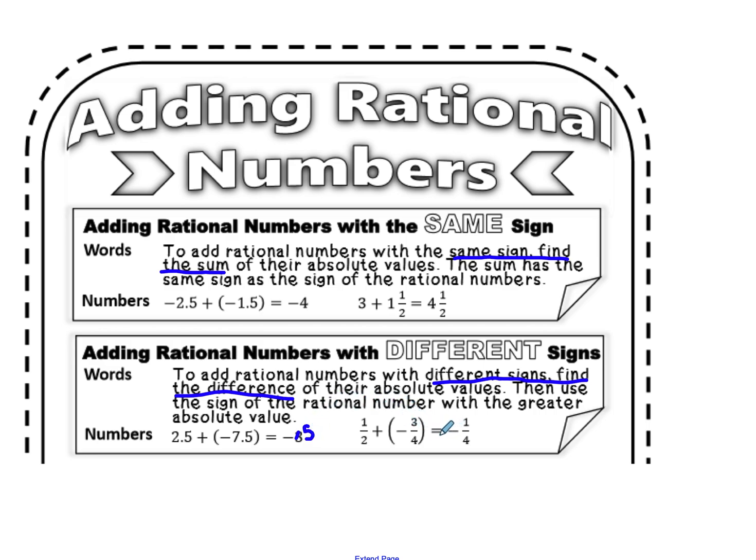Okay, over here, I have 1/2 plus negative 3/4. We would need to find a common denominator, so that would be 2/4. I'll just cross that out here. Positive 2/4 plus negative 3/4. 3 minus 2 is 1. More negatives, answer is negative.